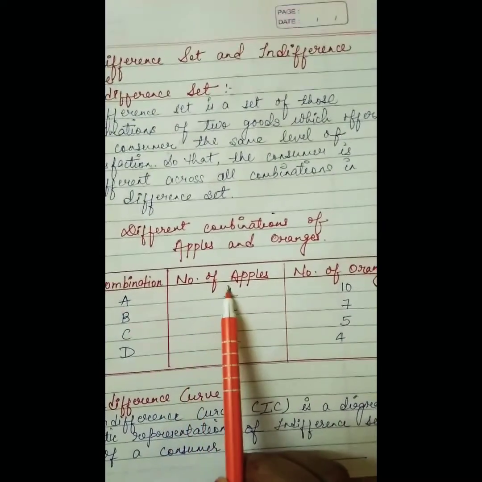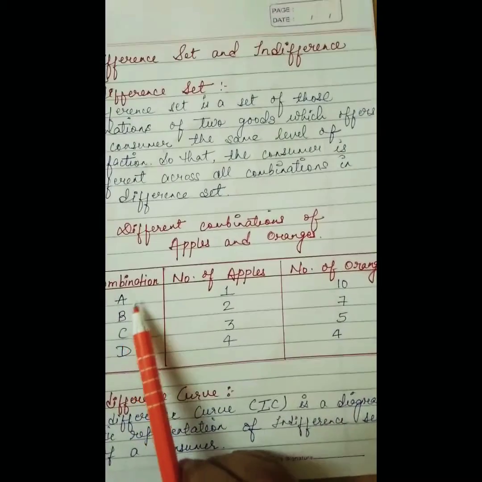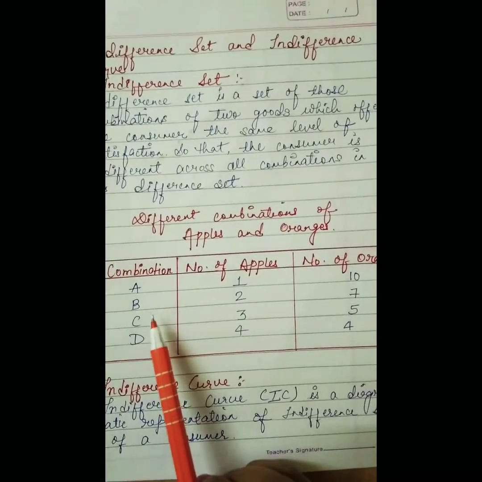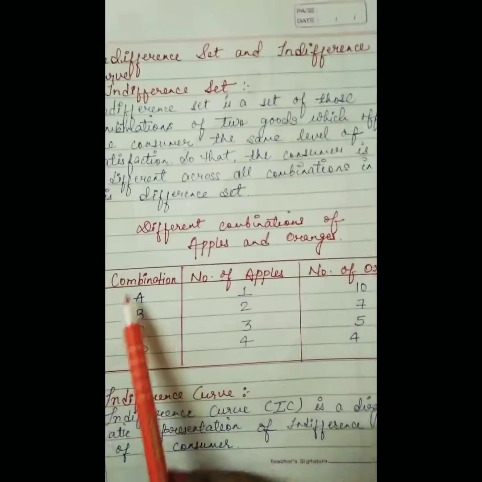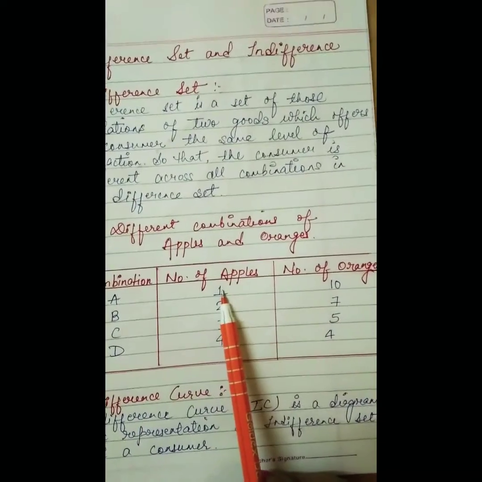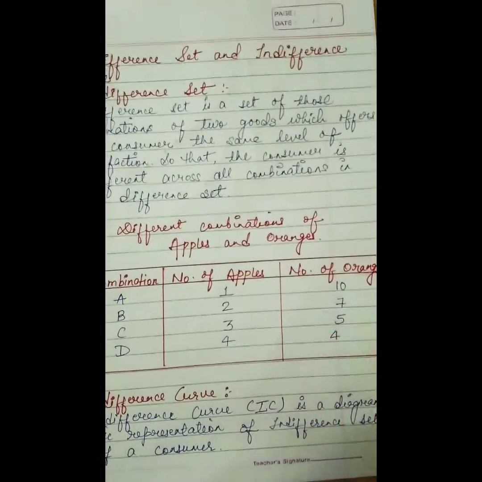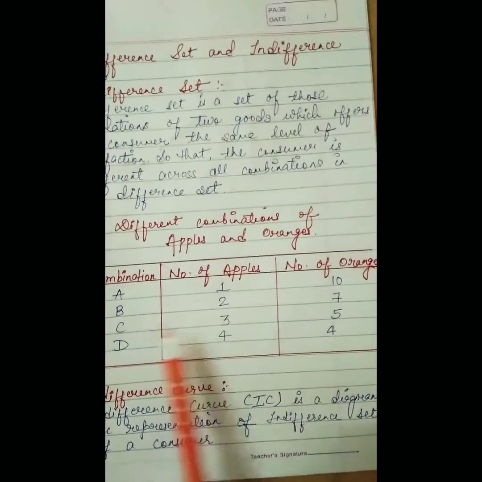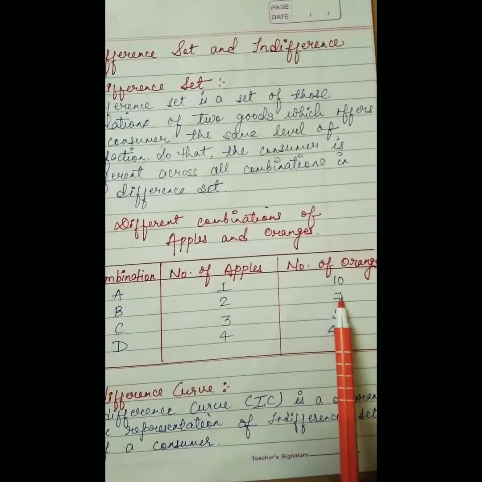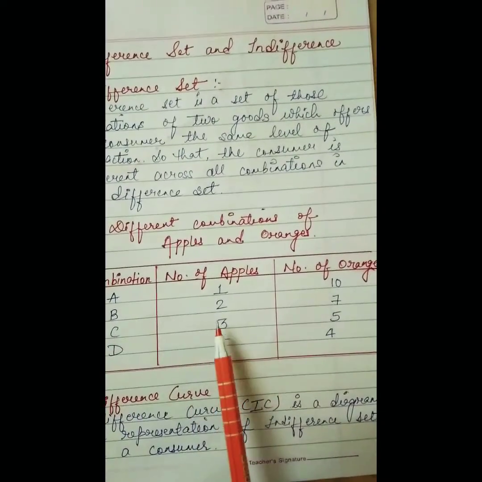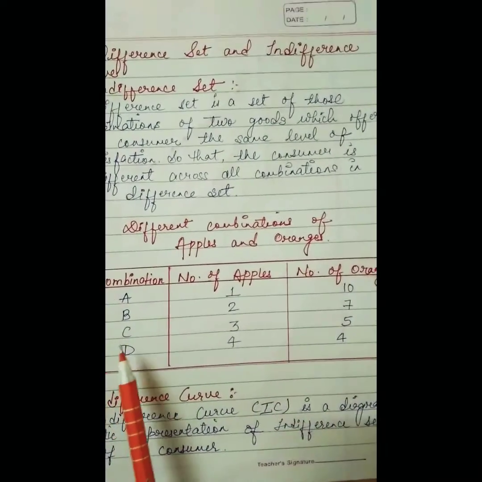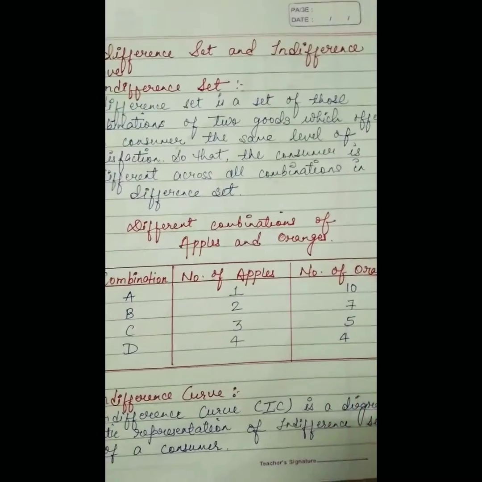Okay, here 1 apple and 10 oranges. So that means combination A is equal to combination B, combination B is equal to combination C, and combination C is equal to combination D. Why? Because in combination A, 1 apple is giving the same level of satisfaction as 10 oranges. Again in combination B, 2 apples and 7 oranges give the same level of satisfaction as in combination A. Combination C, 3 apples and 5 oranges. Combination D, 4 apples and 4 oranges.